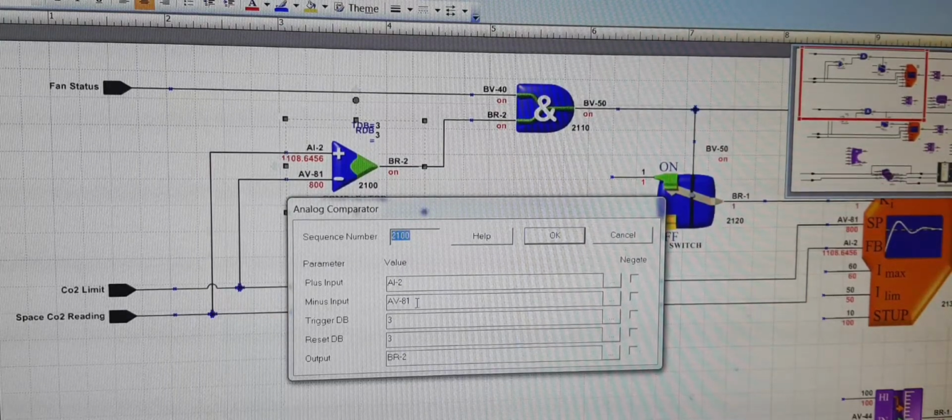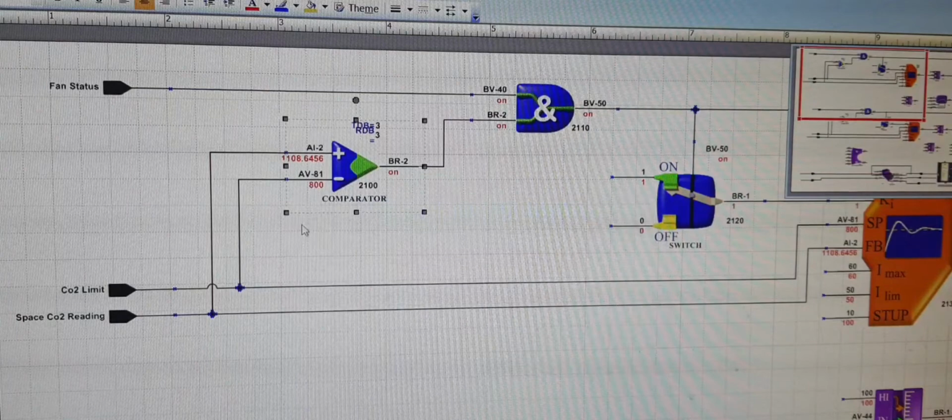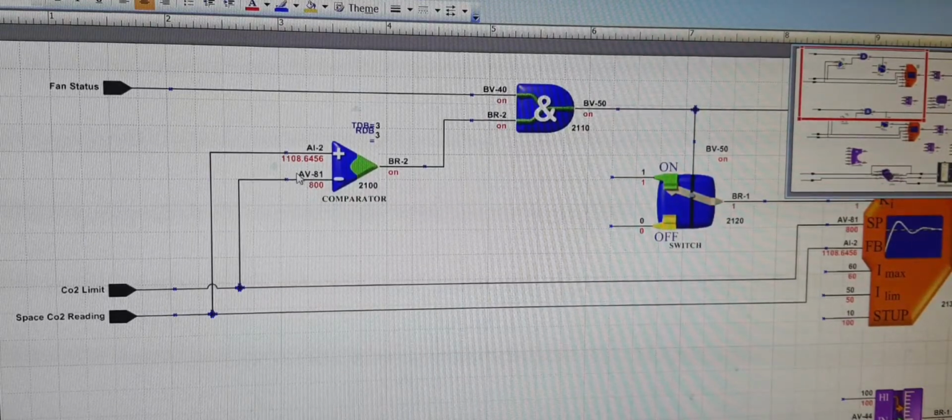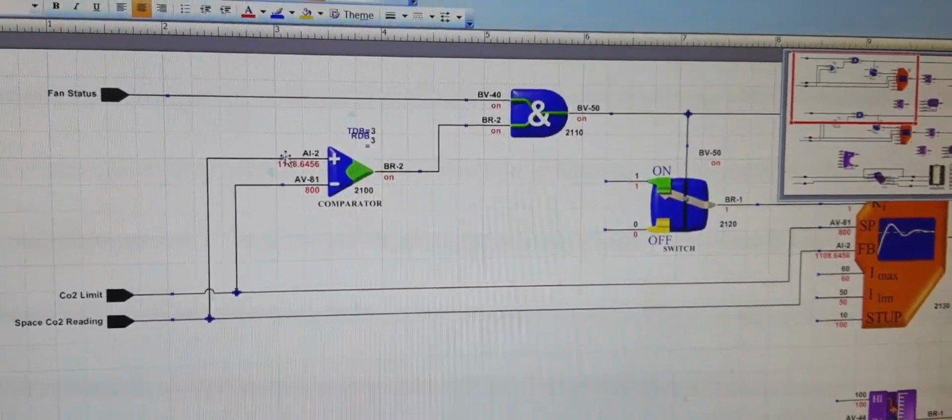So this is what we are showing here, AV81, and then we have a 3 and 3 trigger and reset dead bands. So here we have taken 800 for this particular application. For whatever reasons, we are just keeping it 100 ppm more than the set point committed by ASHRAE. And we have a current reading of 1100. So we are considering this space is either not properly ventilated or it's heavily crowded, a lot of people crammed into a space.